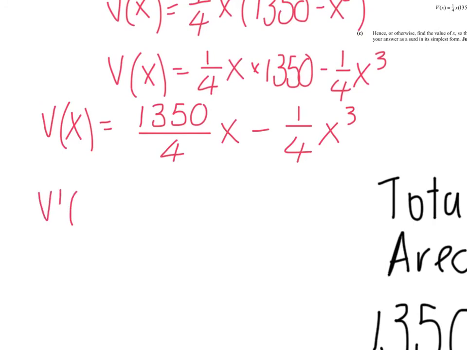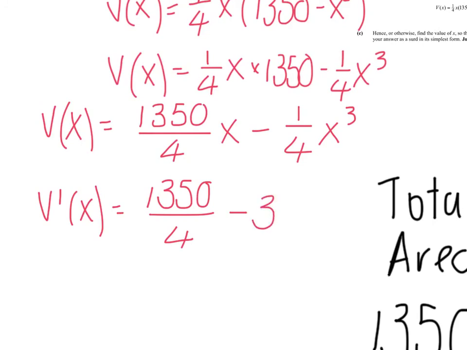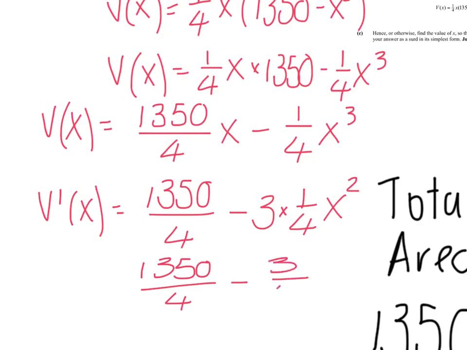So V dashed of x equals, differentiating the first thing just means that the x part disappears, which leaves us with 1350 over 4. And take away then 3 times 1/4 x, subtract 1 from the power, makes it x squared. So that means we have 1350 over 4, take away 3 over 4 x squared.